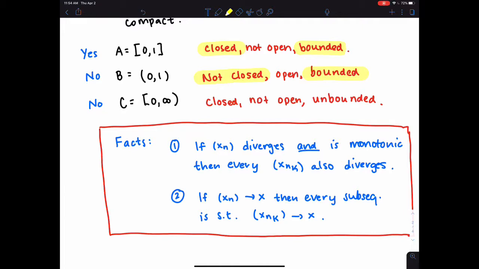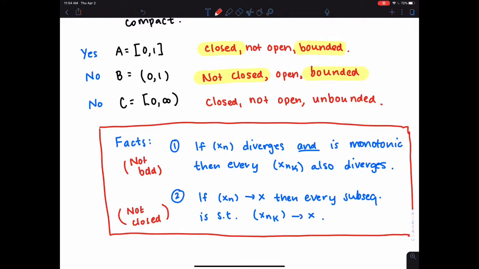And when you're not closed, the important fact we would like to use here is going to come from number 2. So I'm going to write this in our fact box. If I'm not closed, I might want to use number 2. If I'm not bounded, I might want to use number 1.